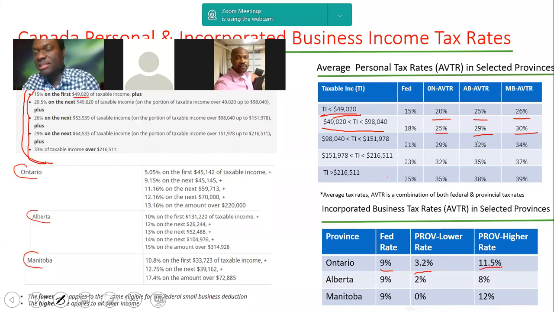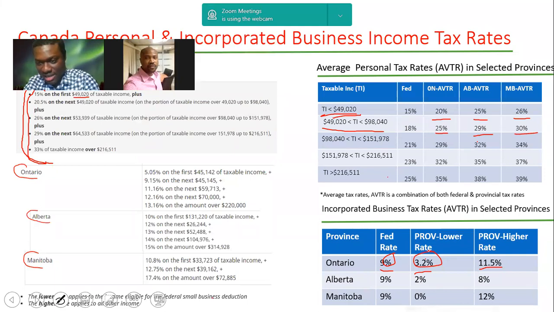So what this means is that if your income is less than 500K, this is what you pay effectively in Ontario on your incorporated business net profits. You'll be paying 3.2% on your net profits, plus the federal rate, which is 9%. So effectively in Ontario, for small businesses, you're paying around 12.2%.